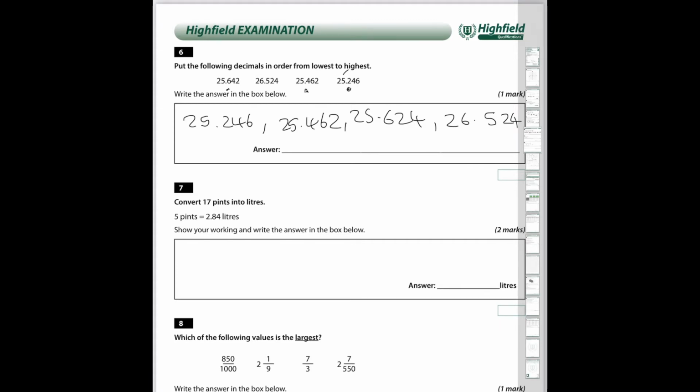Question 7. Convert 17 pints into litres. 5 pints is 2.84 litres. So what we need to do is work out what 1 pint is. So 5 is 2.84. 1 is going to be that divided by 5.